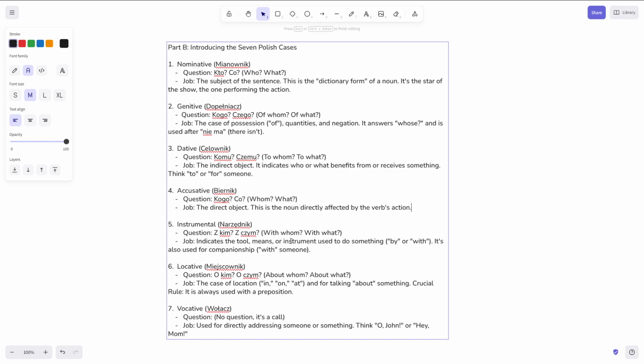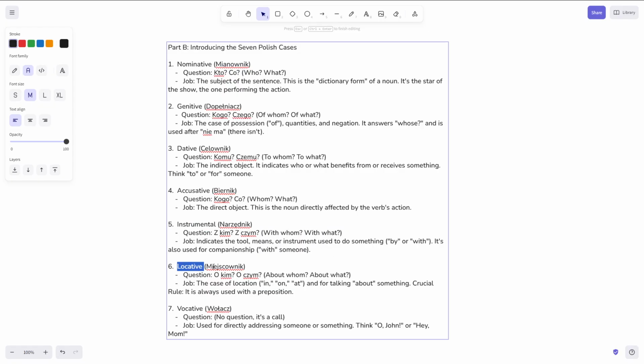Indicates the tool, means, or instrument used to do something. So by what or with what have you done this thing, okay? It's also used for some companionship. So for example, with whom have you gone out, or with whom are you walking, or with whom are you living, and so on, right? So basically with someone or with something.